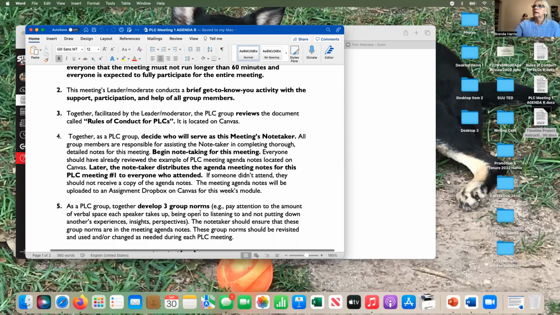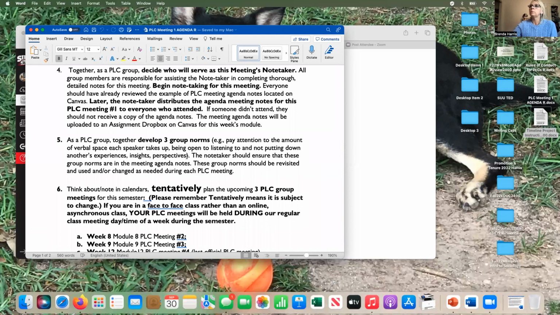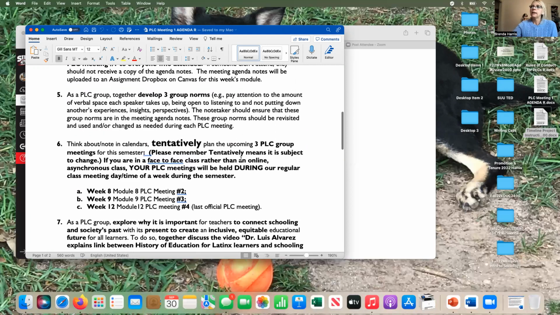Okay, so develop three group norms. You decide on that together, and then with each meeting, you can decide, are those working for us? Do we need to revisit them? Do we need different ones?